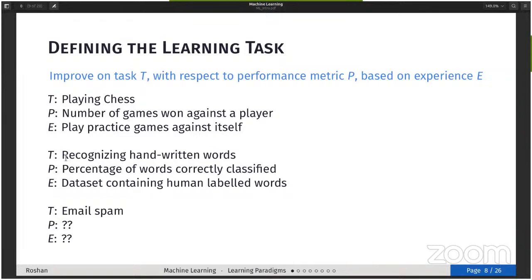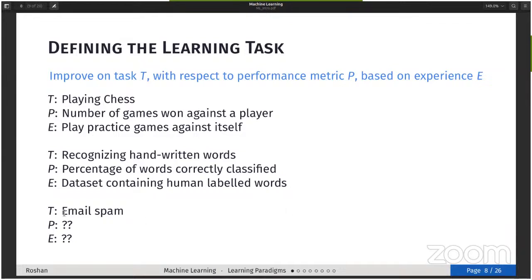The second one is recognizing handwritten words, like I showed previously. And how do you evaluate it? What is the performance metric P here? That is the percentage of words correctly classified. Okay. And the experience here is dataset containing human labeled words. Now, previously, a human has gone through most of the images and he has labeled it, whether it's a 0 or 1. Okay. இந்த மாதிரி நிறைய label data sets இருக்கு.